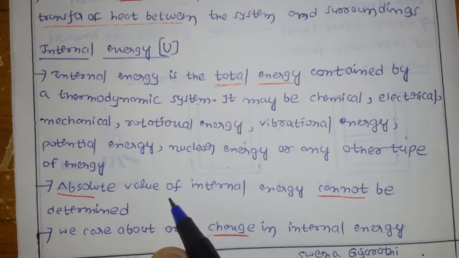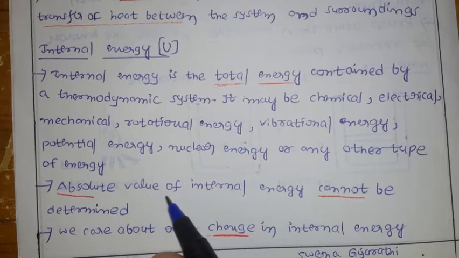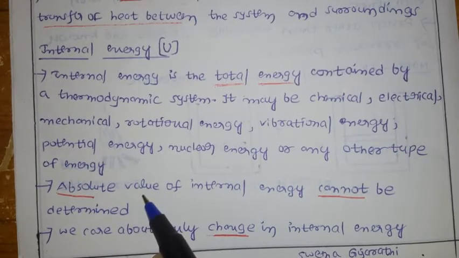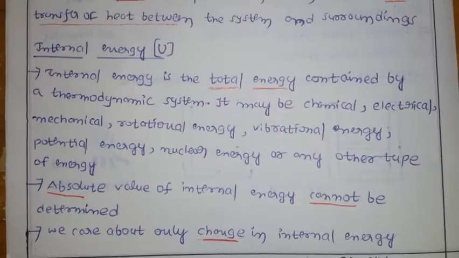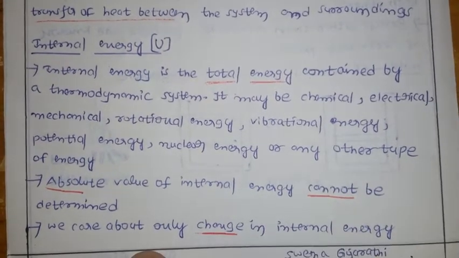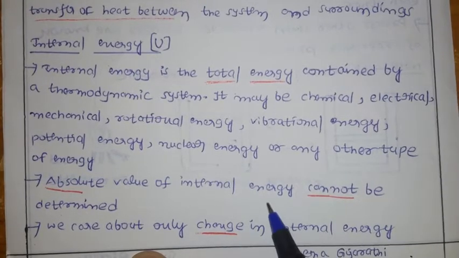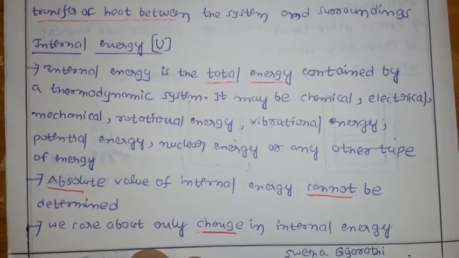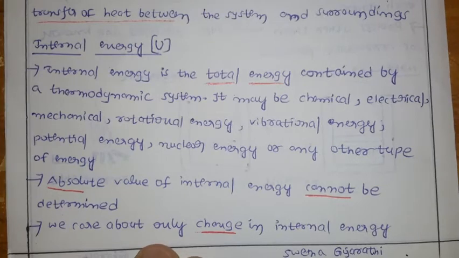Here, the absolute value of internal energy cannot be found. We cannot find U alone. The absolute value we cannot find, but we care only about the change in internal energy. That means we are going to find delta U, not U alone. So the absolute value we cannot find, but we can find the change, that is delta U.